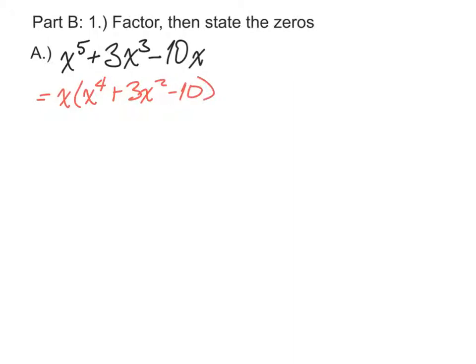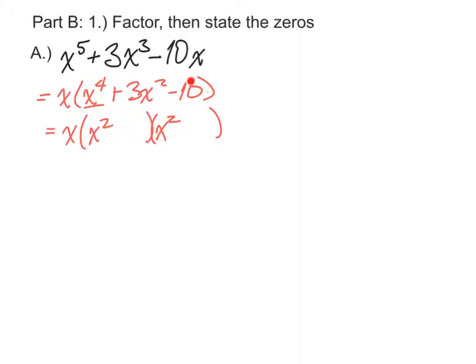And now, since the degree of this term is 4 and this one is 2, by that I mean the middle term has a degree that is half of that of the leading term, that's going to mean that we can factor this just like a quadratic. So I'll keep that x out in front and break this one up like a quadratic, factoring x to the fourth into x squared and x squared.